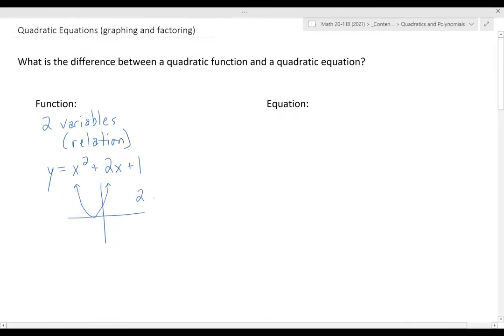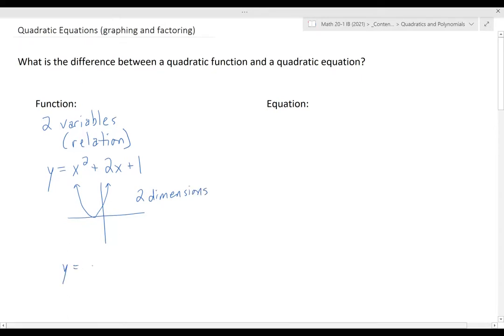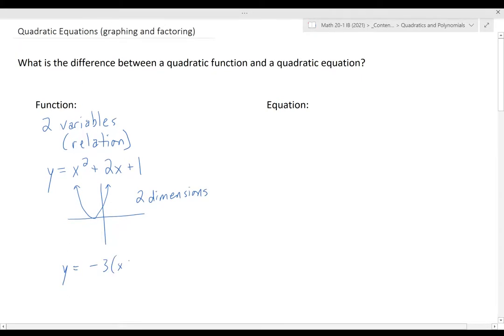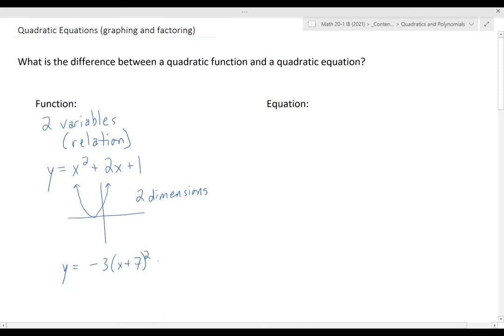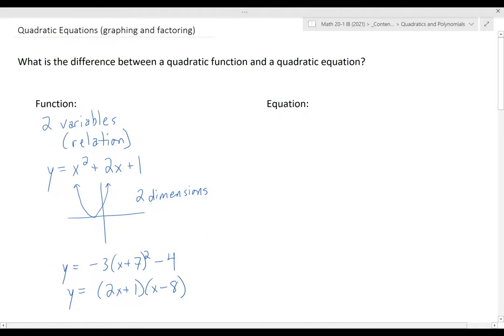It's in two dimensions. That's important. We can have different forms, obviously. We can have a form like y equals -3 times (x plus 7) to the power of 2 minus 4. That would be an example. We could have it in factored form, so (2x plus 1) times (x minus 8), for example. So these would all be functions. They're two-dimensional. They define a set of points that we can represent graphically as a parabola.